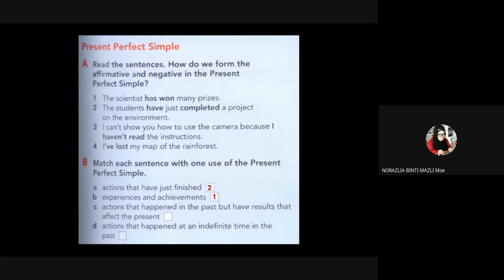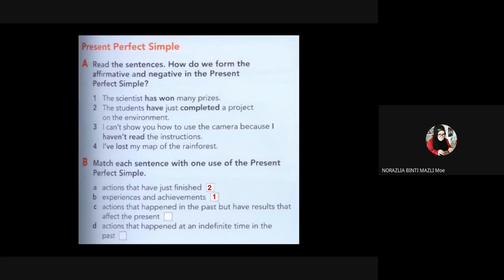Very good. C. Actions that happen in the past but have results that affect the present. Yang mana? 3 or 4? Ingat dia kata ada result. So bila ada result yang affect the present, dia mesti ada satu keyword dia. Three. Apa keyword dia? Haven't read. Haven't read the instructions. The keyword will be because.